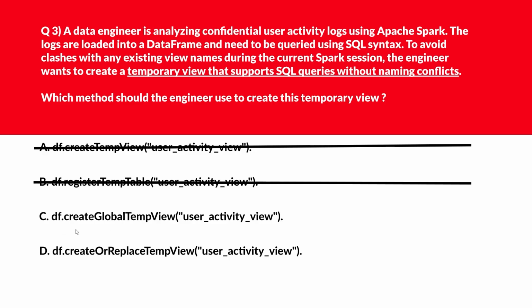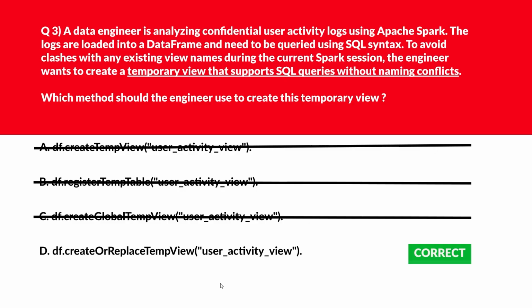Option C says df.createGlobalTempView user_activity_view. So this will create a view with global scope, which isn't limited to the current session. We'll delete this. We'll move now to option D. Option D says df.createOrReplaceTempView user_activity_view. So this will avoid duplication errors by replacing any existing temporary view with the same name. That being said, option D is the right answer.